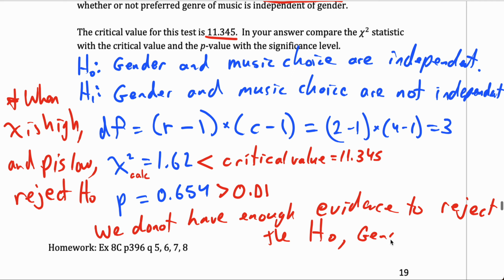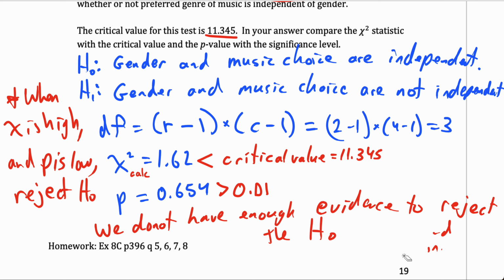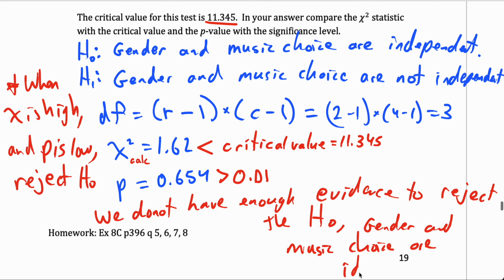So gender and music choice are not independent. Or sorry, they are independent because we're not rejecting the null hypothesis. So the conclusion of the test is we do not reject the null hypothesis, so there's not enough evidence to say that it's not the case that gender and music choice are independent. So we can say gender and music choice are independent.